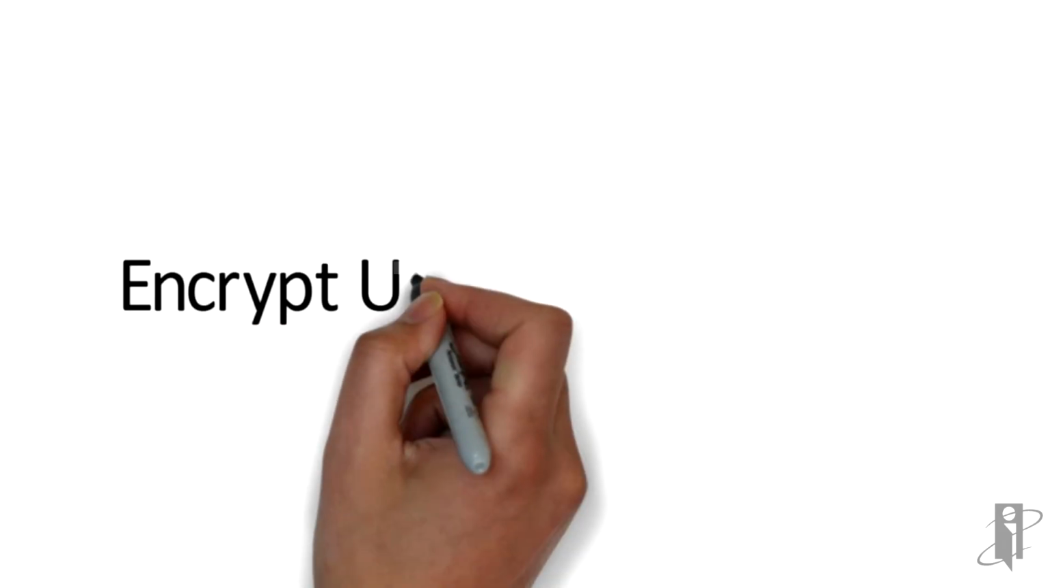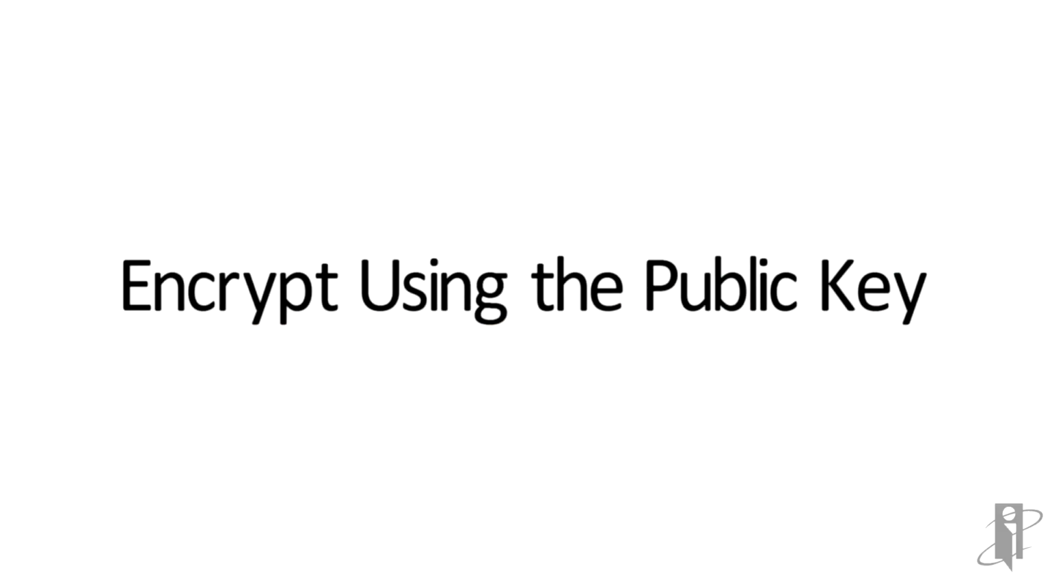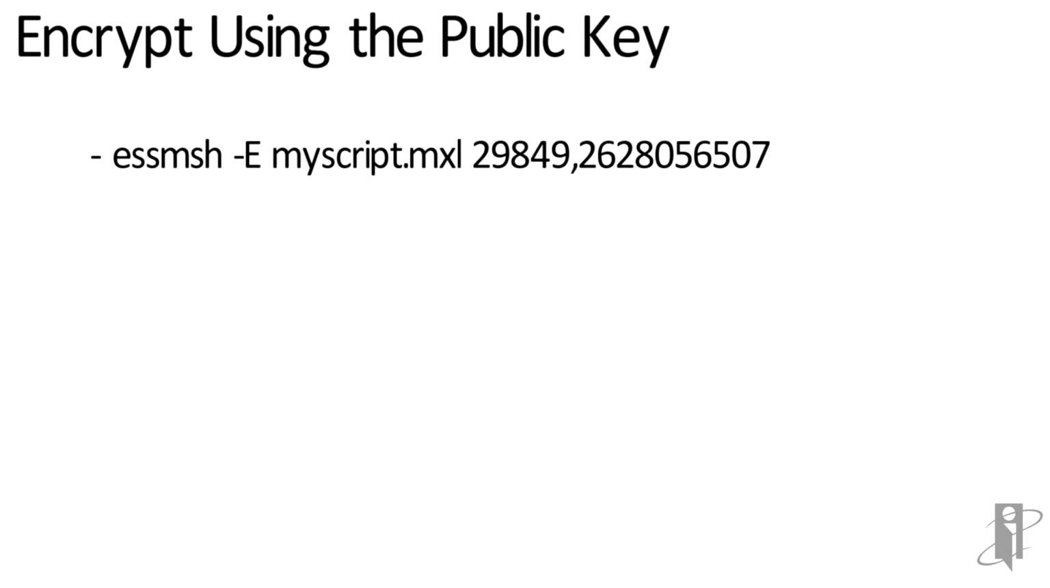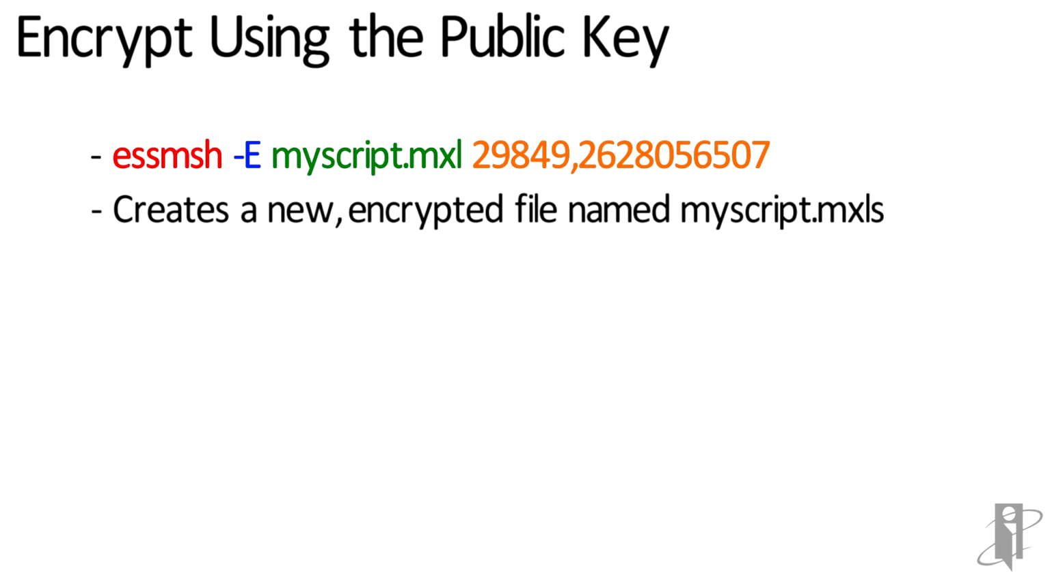The second step is to encrypt the MaxL script using the public key. The syntax for this is essmsh -E, the script file name, in my example, myscript.mxl, and then the public key string. The output of this command is a new encrypted file named myscript.mxls. The new file name is created from the original file name with an S appended to the extension, indicating it is a secure encrypted file.